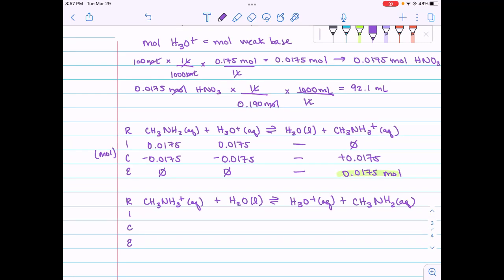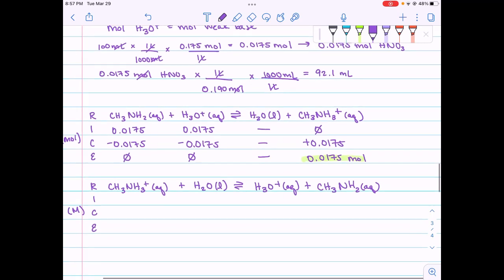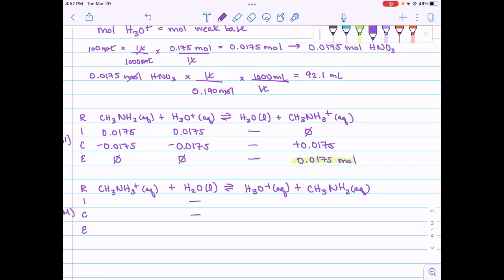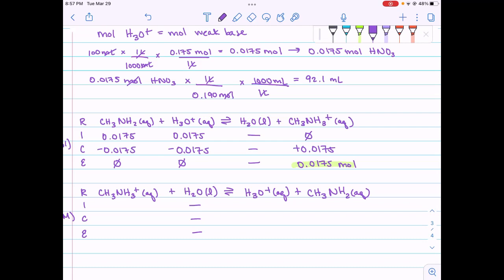The other big difference here is we're going to switch back to molarity, and the reason for that is we're done changing volumes. We've already added all the solutions together, and now we're simply waiting for this second equilibrium to happen. So we want to convert everything back to molarity. If we go up to our first ICE table, we noticed that we had 0.175 moles of our CH3NH3+ left over. We want to convert that to molarity.